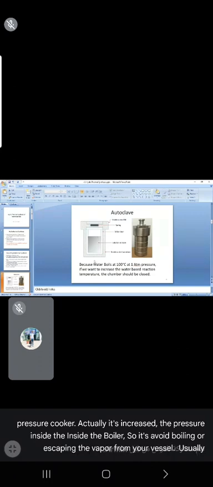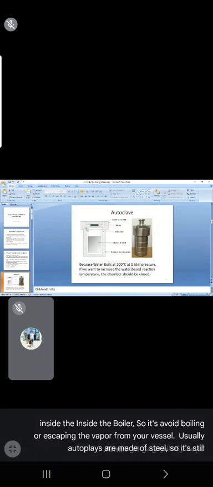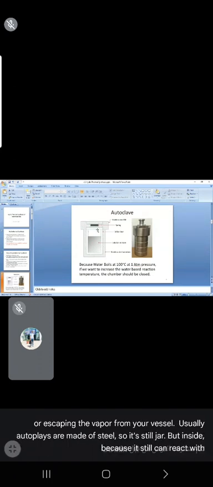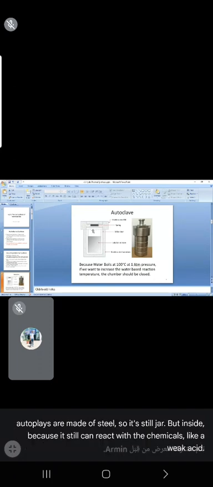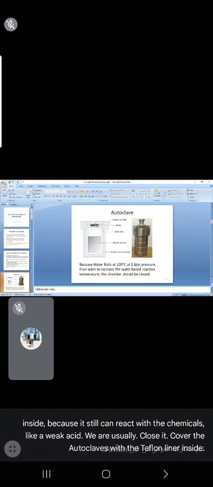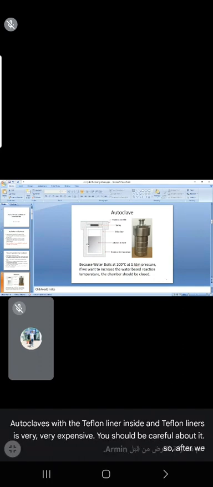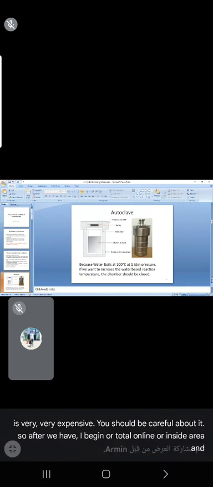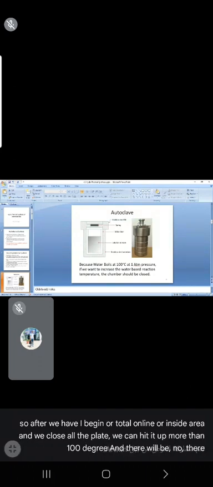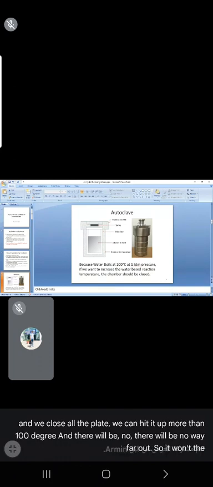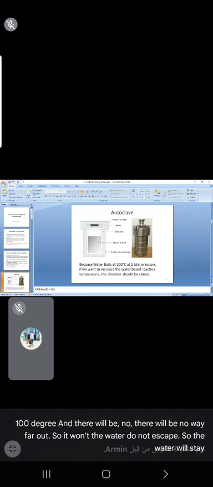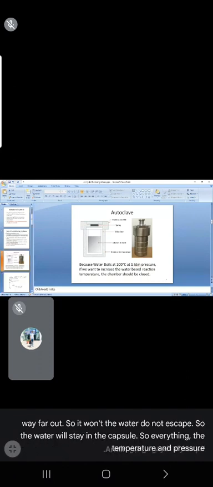Usually, autoclaves are made out of steel, so it's a steel jar. But because the steel can react with chemicals like weak acid, we usually cover the inside of the autoclave with a Teflon liner. And Teflon liners are very expensive. You should be careful about it. After we put the Teflon liner inside and close the autoclave, we can heat it up more than 100 degrees, and there will be no vapor out. The water stays in the capsule, so the temperature and pressure both increase.